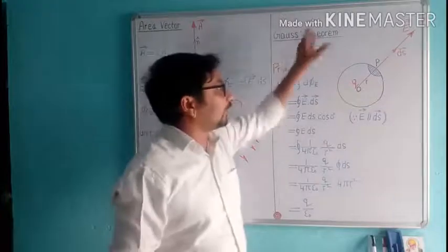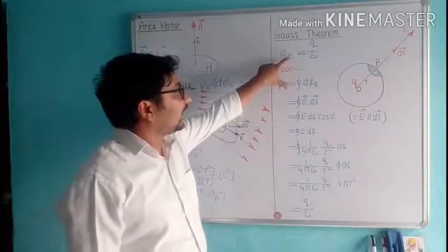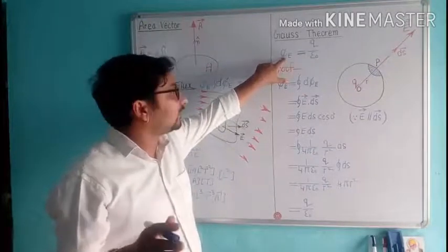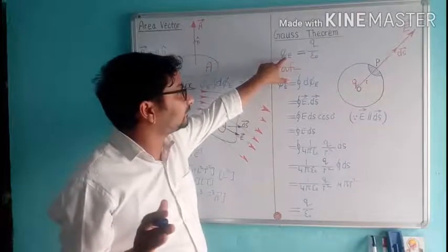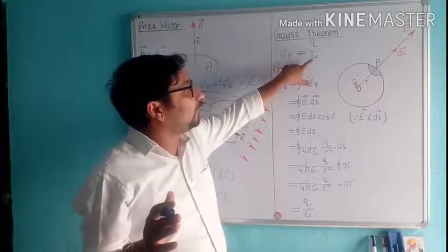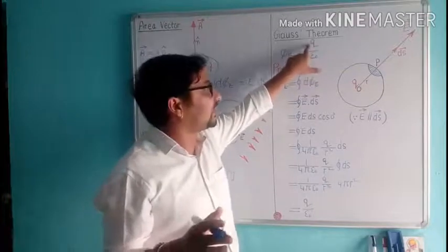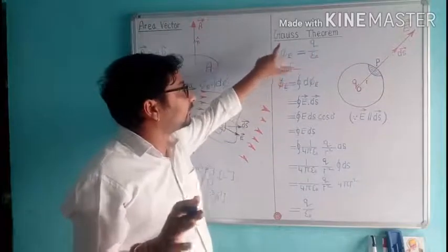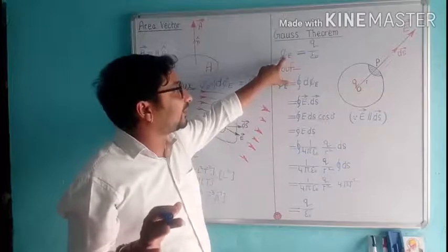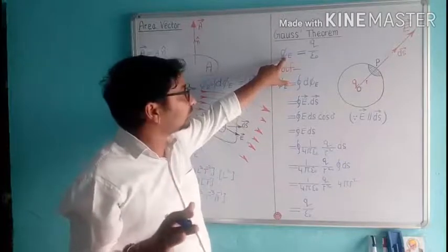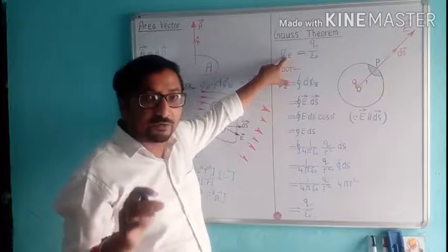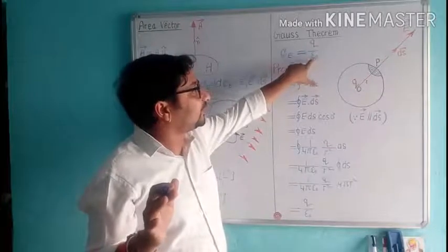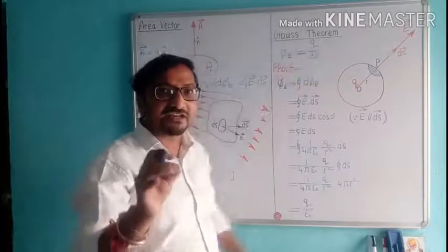Now, next is Gauss theorem. The electric flux passing through an imaginary surface, a Gaussian surface, in the electric field is equal to 1 upon epsilon naught times the total charge inside the surface. Again, the statement of Gauss theorem is: the electric flux passing through an arbitrary surface, or Gaussian surface, in the electric field is equal to 1 upon epsilon naught times the total charge inside that surface.